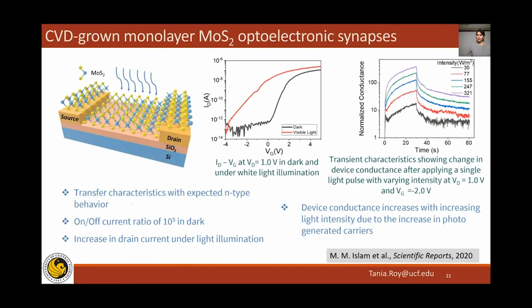So we want something with a band gap so that we can have low dark current, and molybdenum disulfide is a very good example. So we use monolayer molybdenum disulfide grown by CVD, and when we shine light, we see enhanced current as is expected, and also we can see increased photoconductance with increasing intensity. All that is good. So these are more or less in the same line as making a photodetector using molybdenum disulfide, which has been shown for a very long time now.